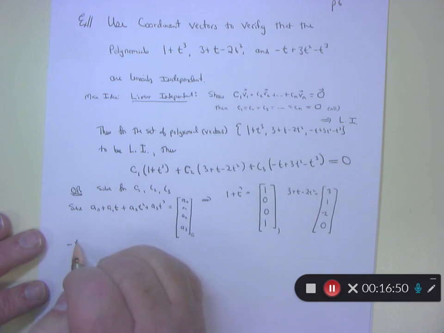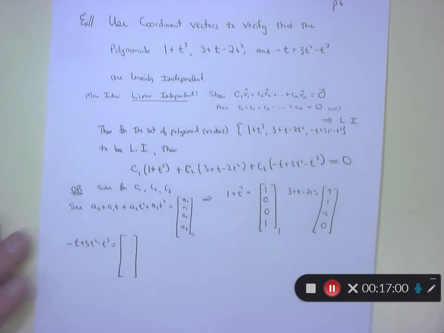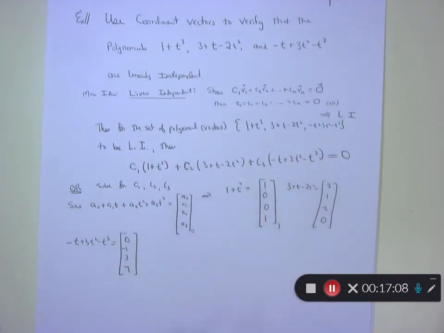And while I'm at it, let's do the third one. What would negative t plus 3t squared minus t cubed be in terms of a coordinate vector? Well, there's 0, negative 1, 3, negative 1. So you're writing them as coordinate vectors because they're your happy spot. They're just numbers in a column, okay? That looks like a vector, and that's what you're used to a vector looking like. But vectors can take all different kinds of forms, is my point.